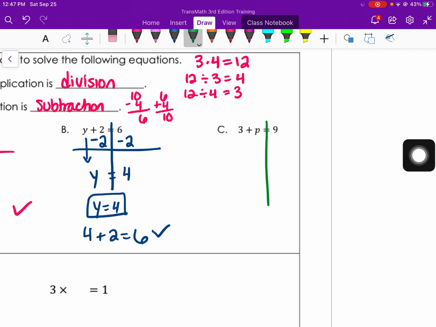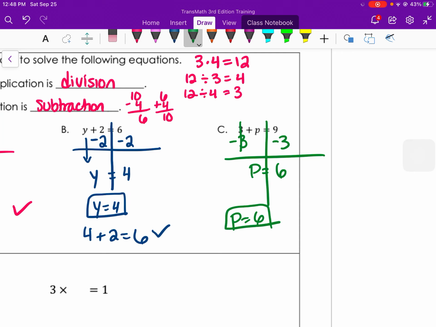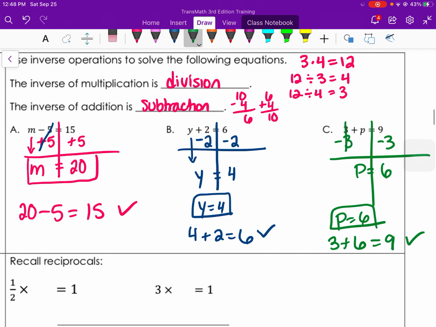Since it's a +3, the opposite of +3 would be to subtract 3. Whatever you do to the left, do that on the right as well. So 3 minus 3 here is 0. That leaves me with p on the left. And then 9 minus 3 is 6. So our solution should be p equals 6. The value that's going to make this equation true is p equals 6, since 3 plus 6 is equal to 9. Just to double check. And it is. So that's using addition and subtraction as our inverse operations.